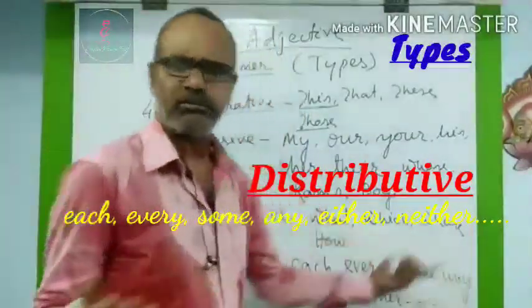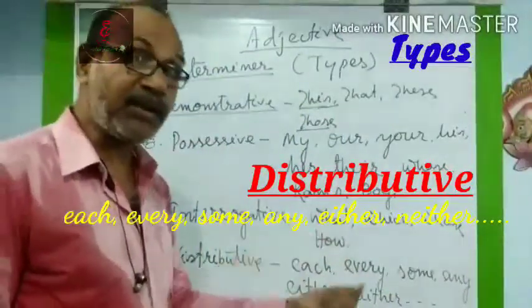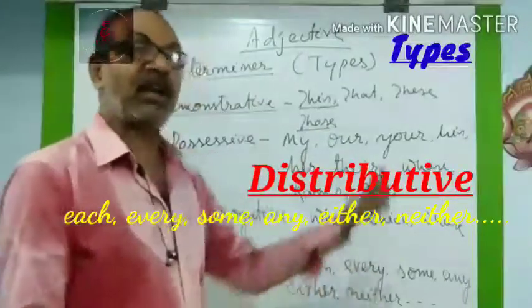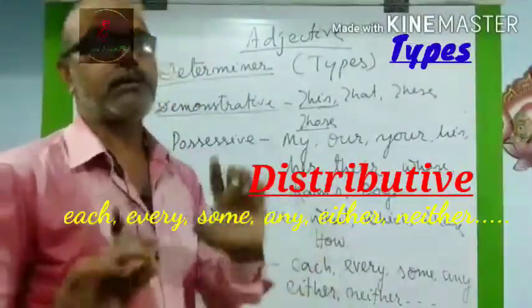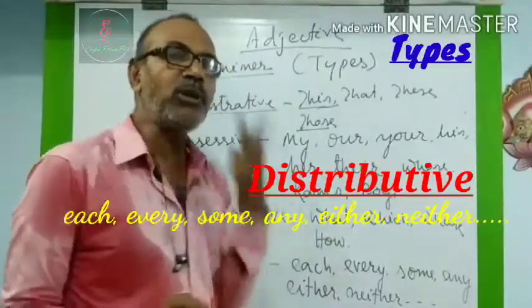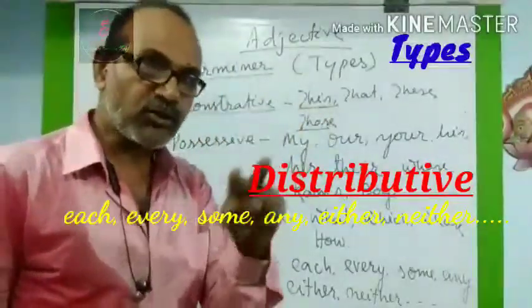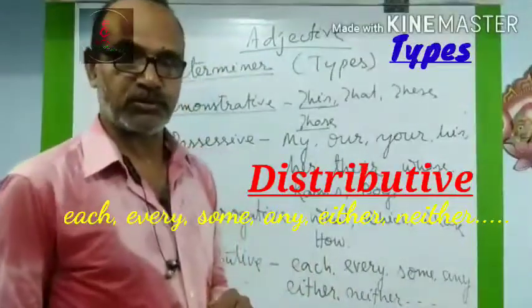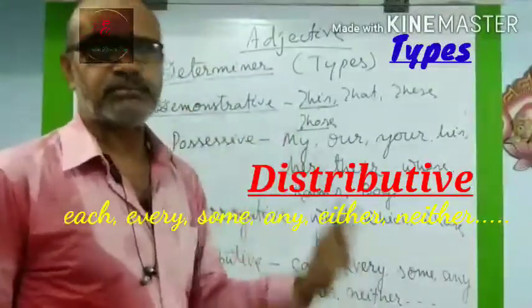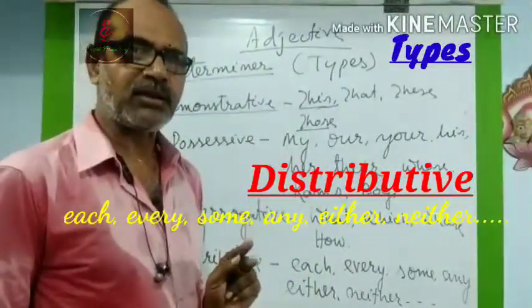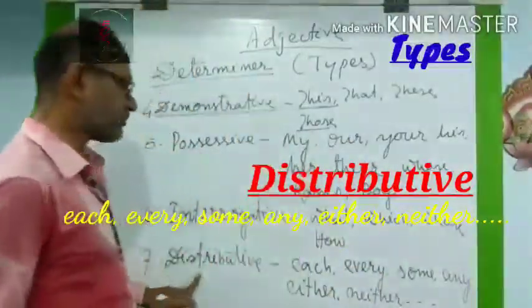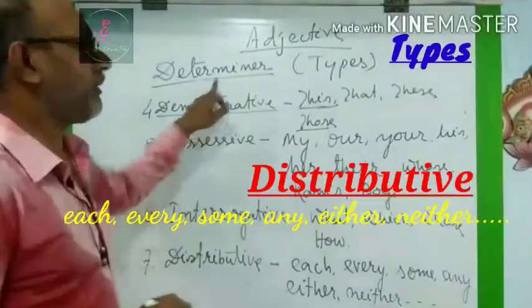Any means whoever it may be, but any one pen I will need. That means there are so many pens and I need one, but not a particular one. The same way either. When we use either, there are only two things, out of which one is told about. The same way neither. There are only two, and neither means nothing is required, but there are only two. That's why it is called a distributive determiner.